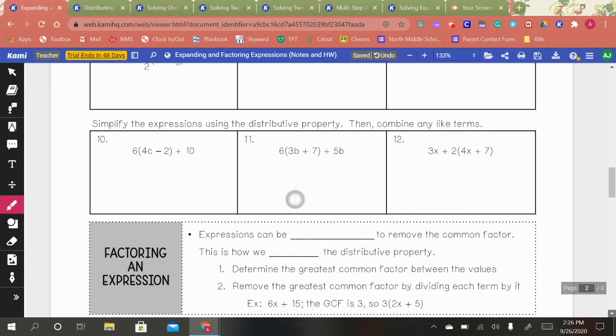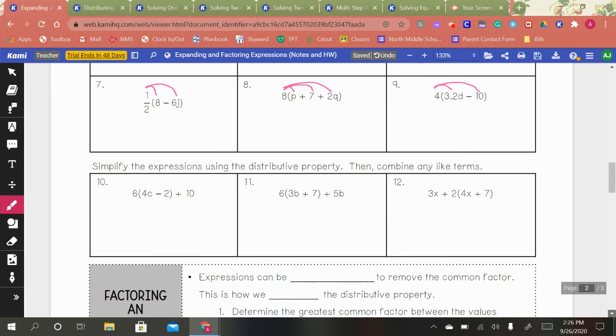All right, number 7. I have half times 8 and half times 6. Half of is a multiplication word, so half of 8 is 4. And then half of 6 is 3. And then you put your variable, and you cannot combine these because they are unlike terms. So that is as simplified as it'll go.